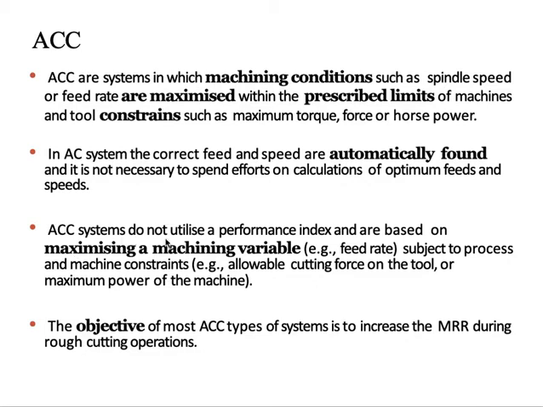The ACC systems do not utilize a performance index and are based on maximizing machining variables, for example feed rate, subject to process and machining constraints, that is allowable cutting force on the tool or maximum power of the machine. And the objective of most ACC type systems is to increase the MRR during rough cutting operations.